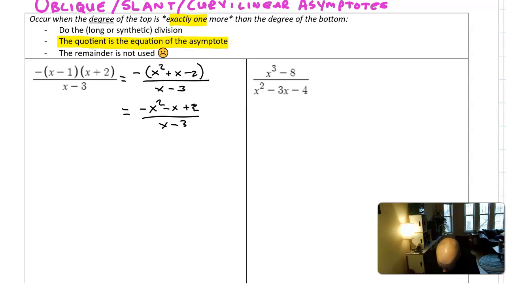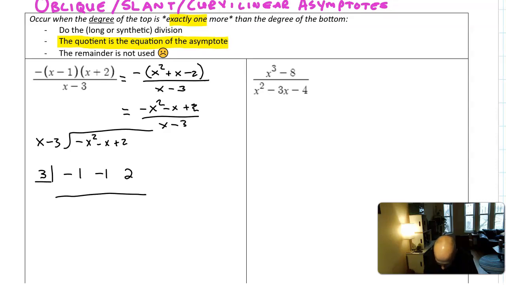We need to do this division, so we can do x minus 3 into negative x squared minus x plus 2. But actually for this one, because I'm dividing by a linear factor, it's going to be faster to do synthetic division. So I'm going to put 3 in the cage, and my coefficients negative 1, 2. Synthetic division works like this. We've been doing this before.